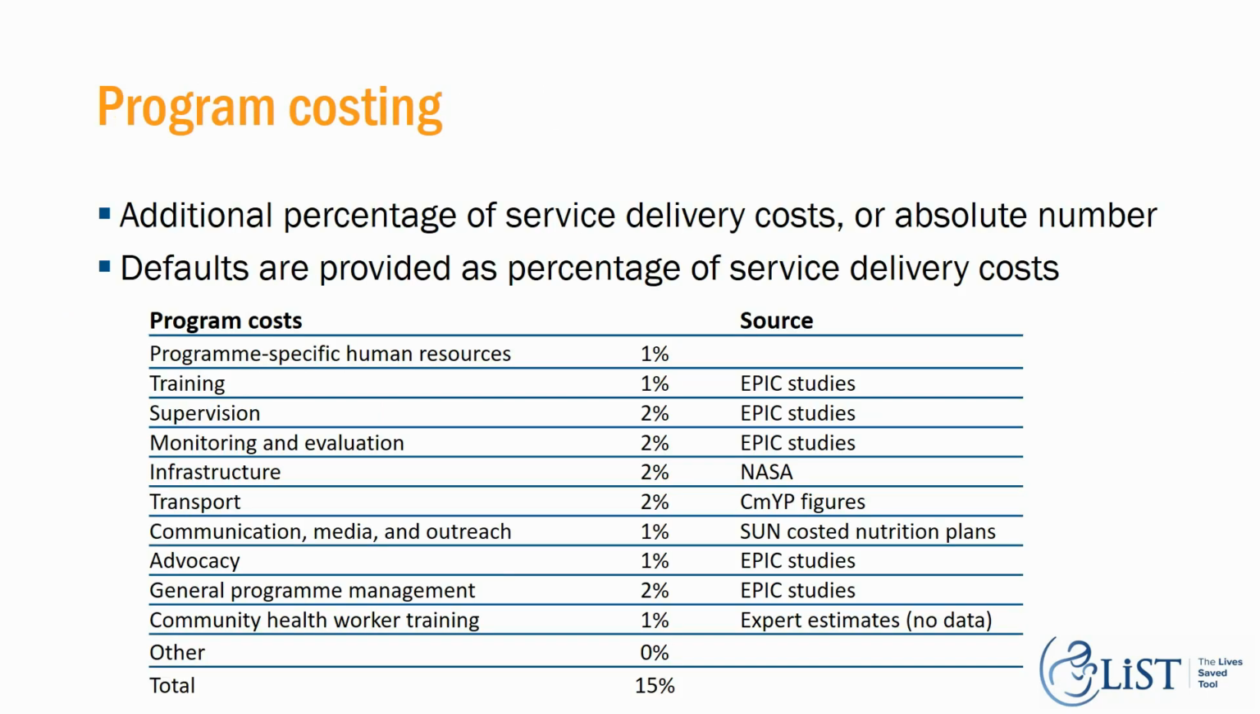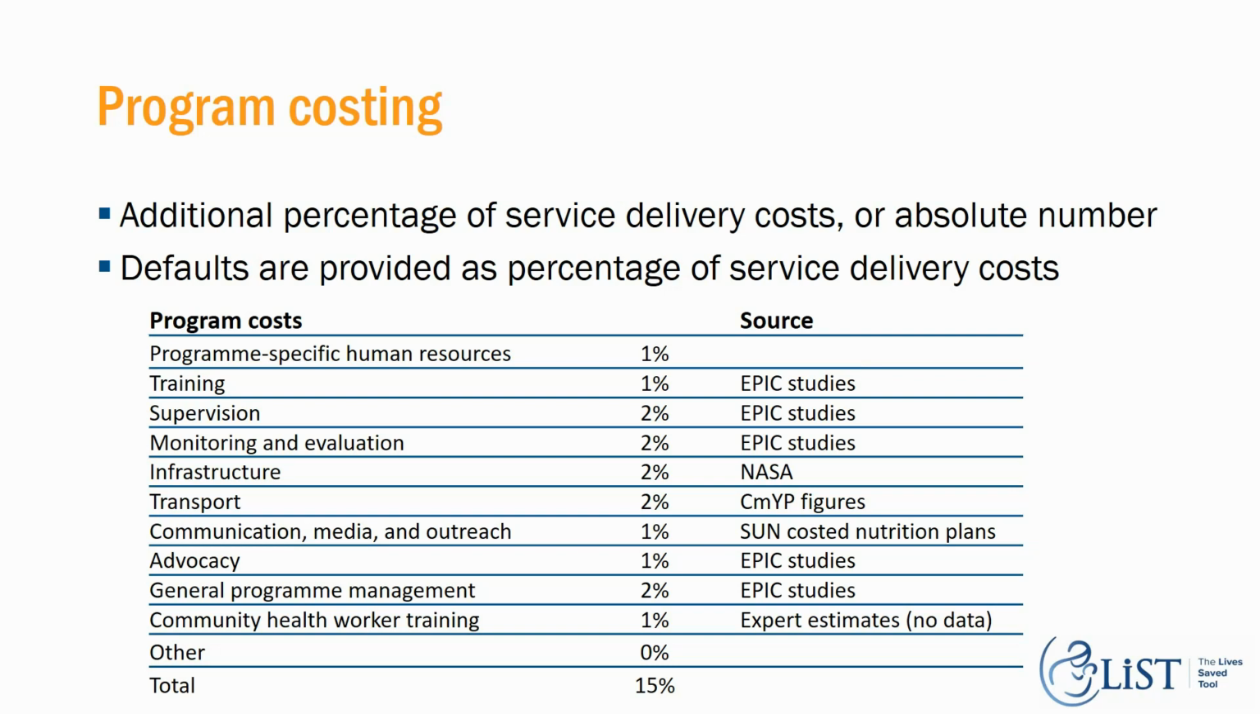So to cost out our program costs rather, we can enter that data either as the percentage of service delivery costs, or if you prefer, you can also enter it as an absolute number. By default, LiST will have it in percentages, and the default data that you see here is coming from all the sources you have listed out on the right.